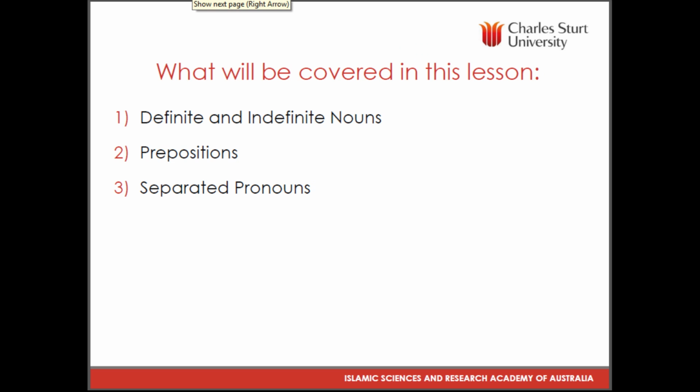What will be covered in this lesson? Definite and indefinite nouns. When we say definite and indefinite nouns, we mean in Arabic al-ma'rifa, and this is the definite one, and nakra, this is the indefinite one. We will talk about what it means, through what things could be referred to as definite or indefinite. There are certain rules or certain signs for definite and indefinite.